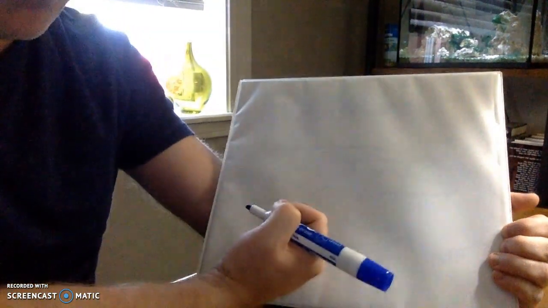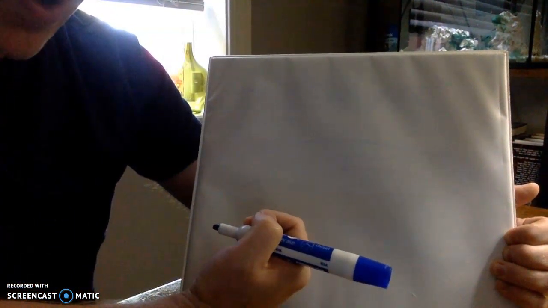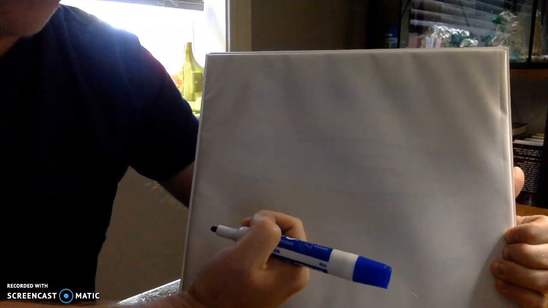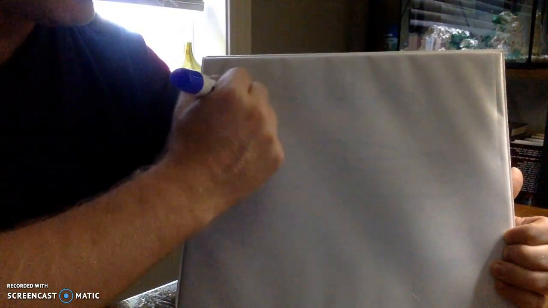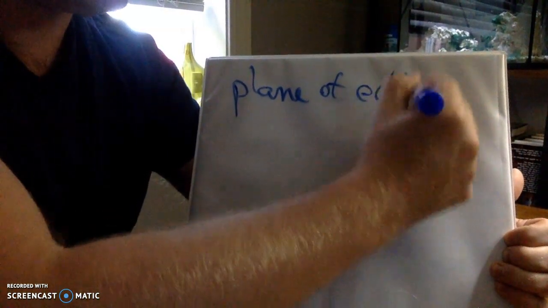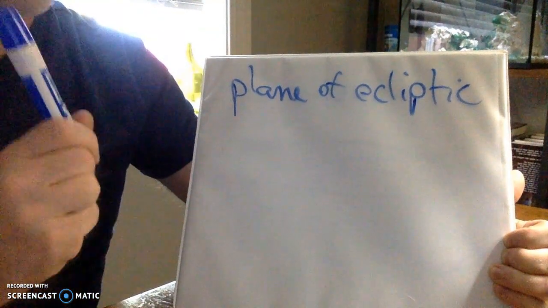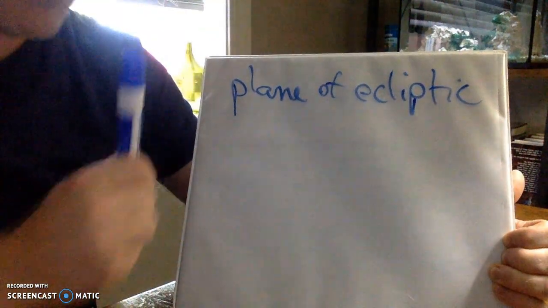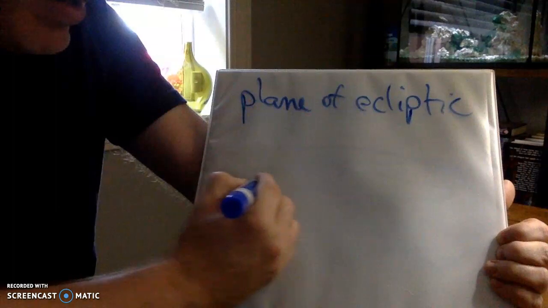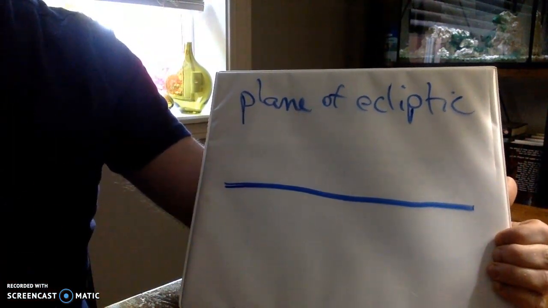That is the fact that the Earth is tilted 23.5 degrees on its axis with respect to a line that is drawn perpendicular to the plane of the ecliptic. Plane of the ecliptic is a fancy way to say orbit. The orbit that the Earth has around the sun. Remember, it's an ellipse, it's not a circle, as it goes around the sun. So let's have this line be the plane of the ecliptic.